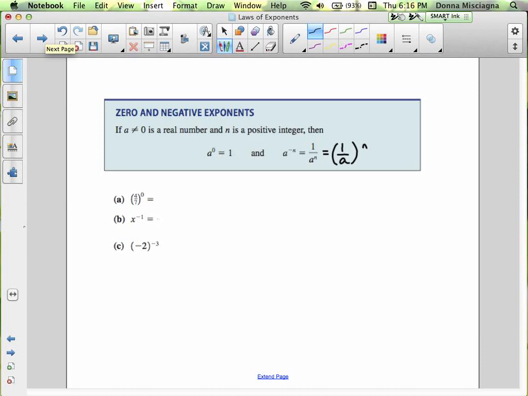All right, so let's do a few examples using the properties of 0 and negative exponents. So all of 4/7 is being raised to the 0 power. That means that is going to be a 1, because we're raising a number that's not 0 to the 0 power, and our answer will be 1. If we raise x to the negative 1 power, it's the same as raising 1 over x to the positive 1 power.